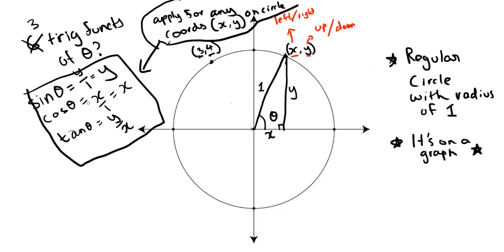So this statement we've made, that the sine of theta is equal to y and cosine is x, will apply for any coordinates x, y on the circle. It could be over here, it could be over here, but as long as it's on the circumference of the circle, we know that it's going to be this. Okay, so that's just a basic overview of how you find stuff on the unit circle.